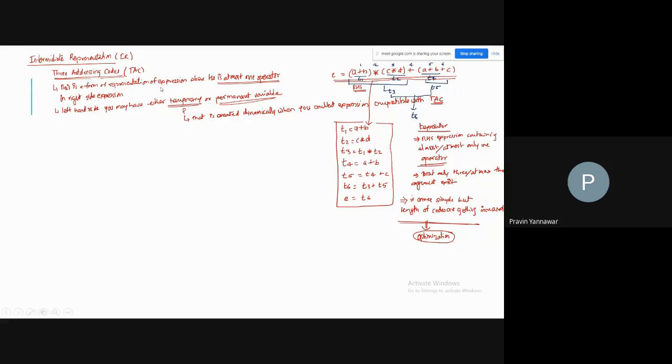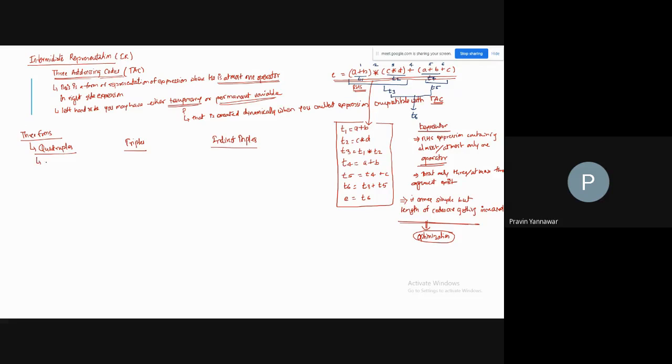These three address codes are presented in three representations. So it has three forms of representation, right? What are they? They are called quadruples, then second, triples, and next, indirect triples. So they are quadruples, triples, and indirect triples.